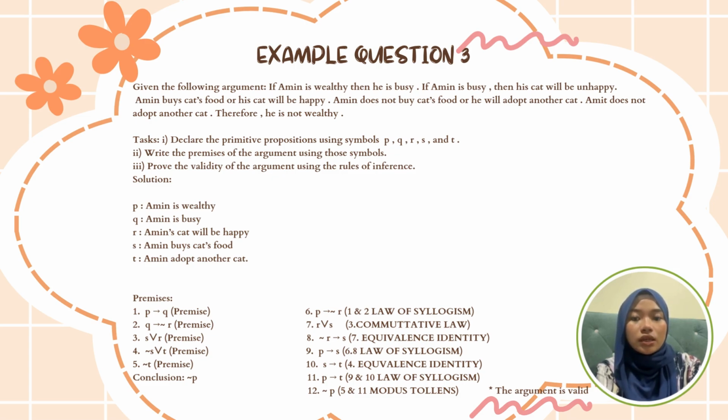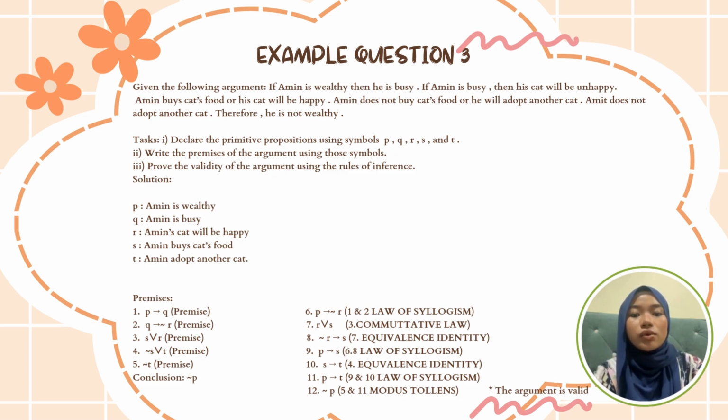For the next, we use equivalence identity also. So we get S implies T by using the fourth premise. And the 11th one is P implies T. We use law of syllogism using the 9th and 10th premises.